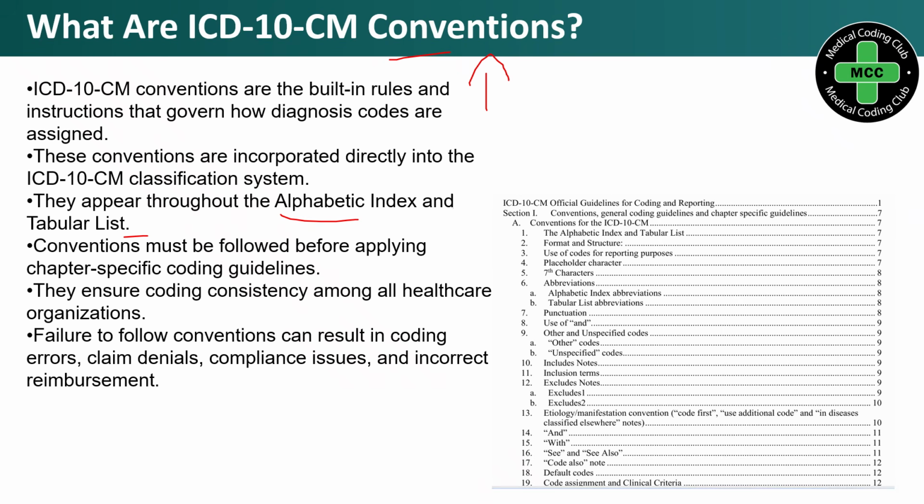But when we talk about guidelines, they provide additional instruction for our diagnosis coding. We have general guidelines and we have chapter specific guidelines. Chapter specific guidelines are for particular conditions. Based on body system we get to see a lot of guidelines.